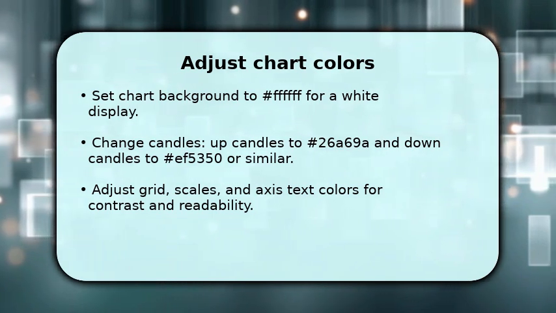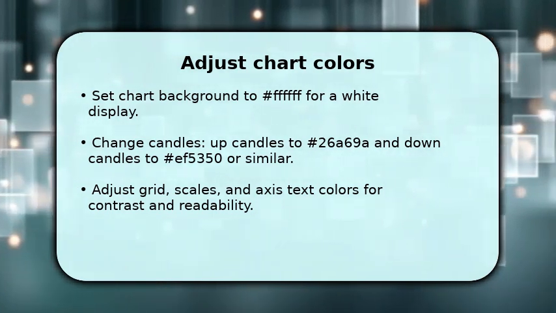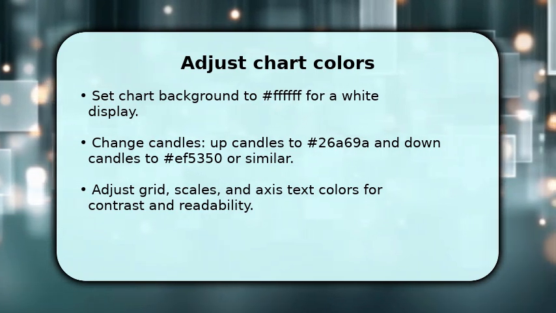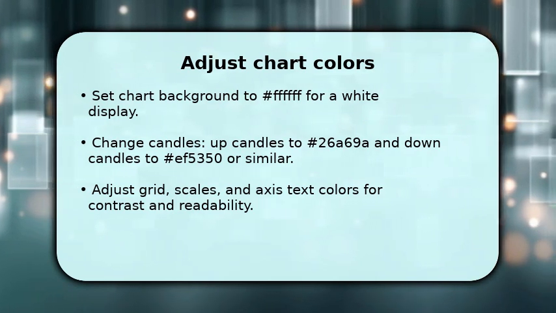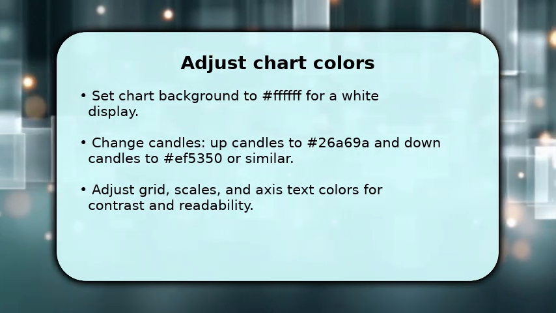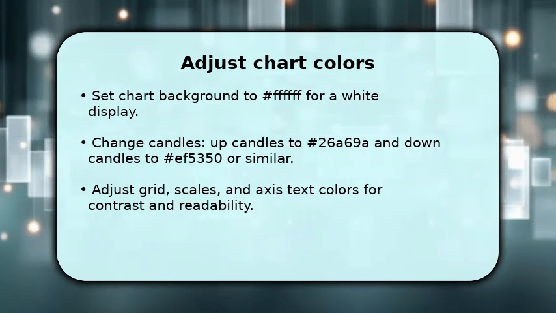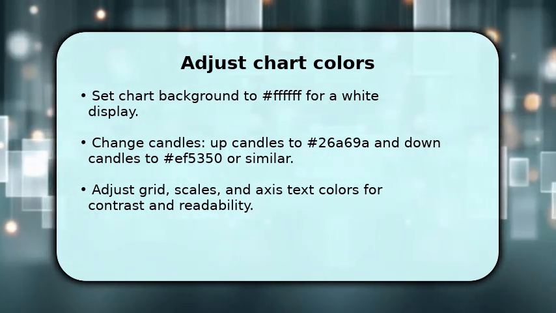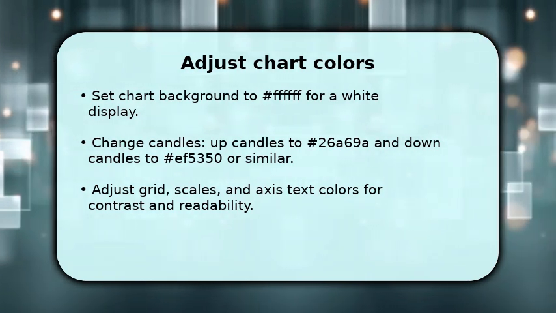Change candles. Set up candles to a green like #26A69A and down candles to a red like #F5350 or any high contrast pair you prefer. Adjust the grid lines to a light gray at 10% opacity and set price scale and axis text to a dark gray for readability. Also set indicator backgrounds to transparent and panel fills to white.